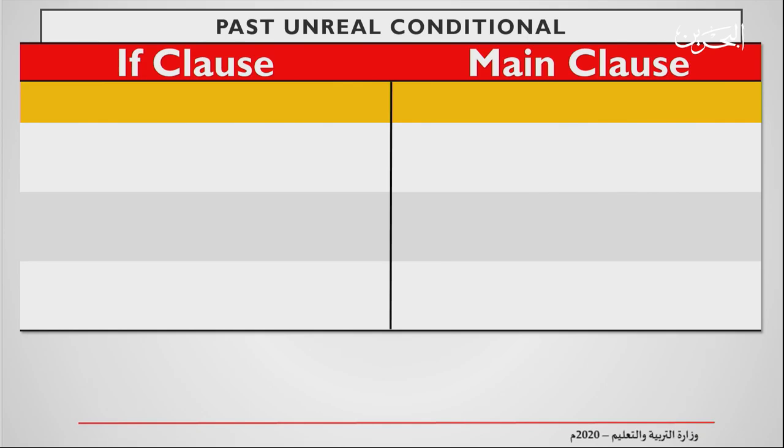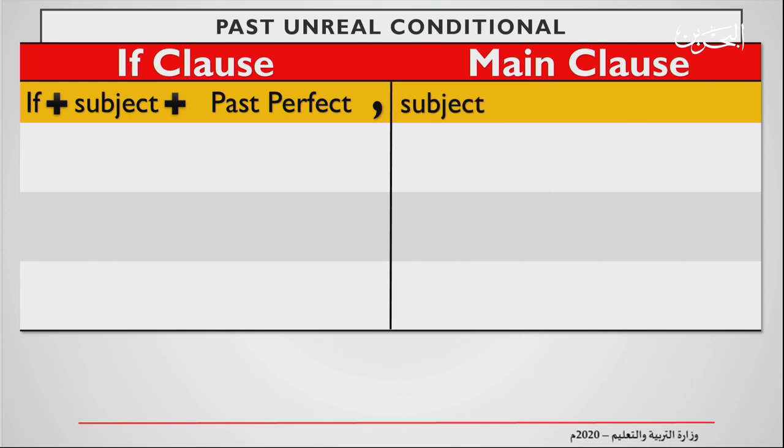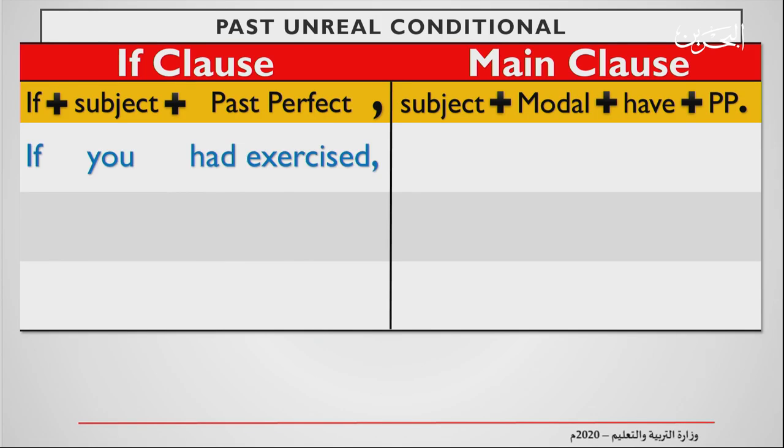So, how to structure the past unreal conditional? You have two clauses. The first one is the if clause. The second one is the main clause. And this is how you construct the sentence. You start with if, plus a subject, plus past perfect, and then a comma. Then the other clause, subject plus modal plus have plus past participle, and then a full stop. Let me show you with examples.